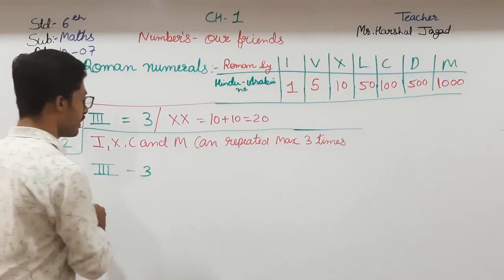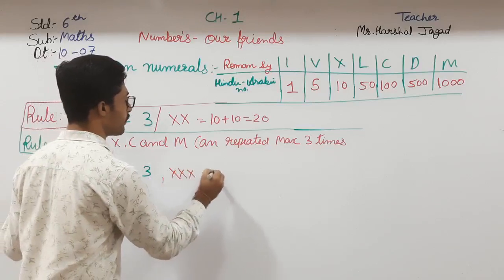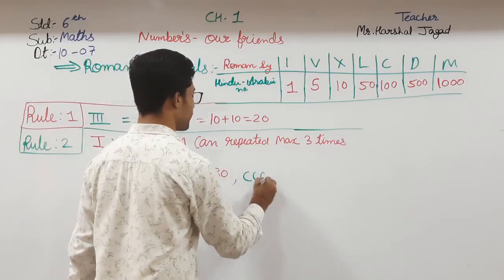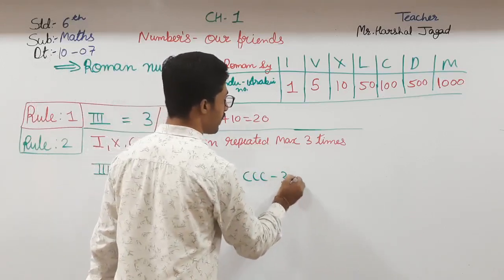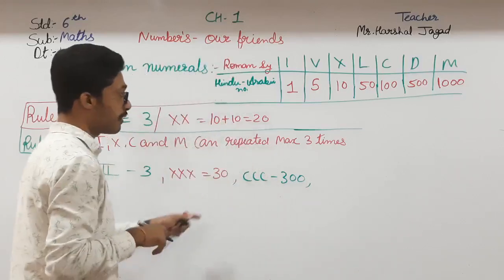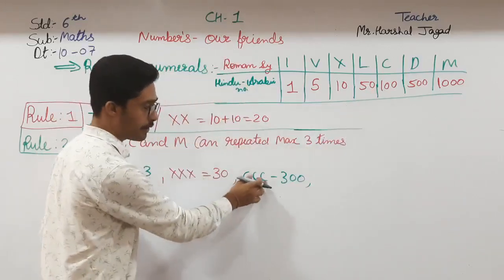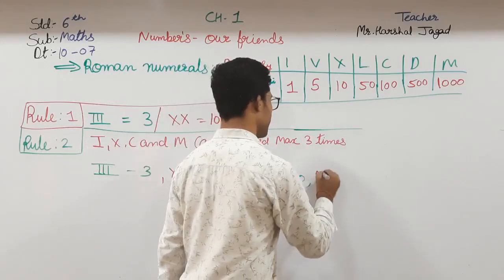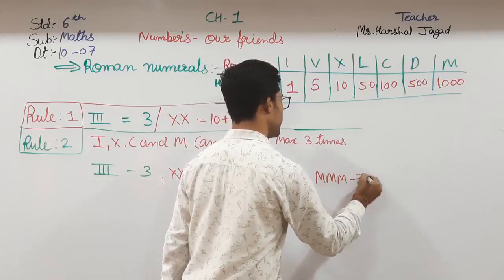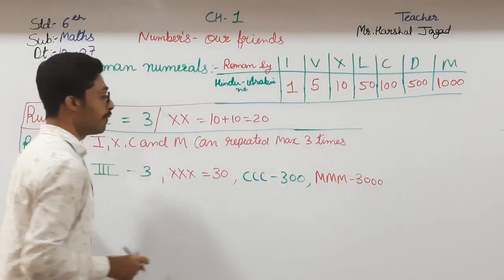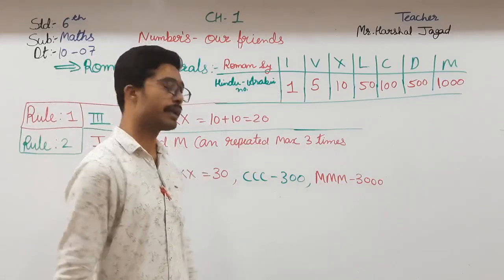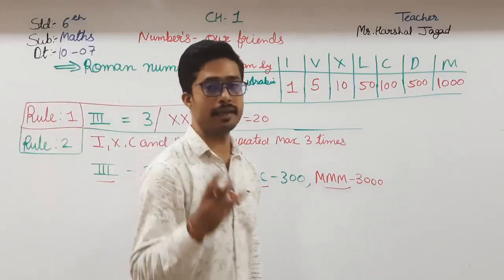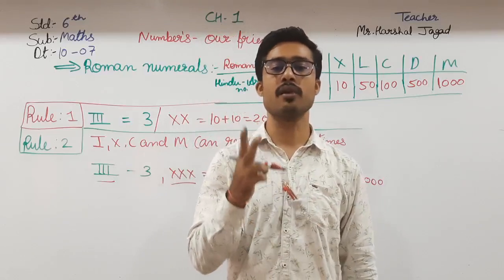If I say XXX, then its value is 30. If I say CCC, then its value is 300, because the value of C is 100, so 100 plus 100 plus 100, that is 300. And also the value of MMM is 3000. But it can be repeated a maximum of 3 times, not more than that. That is the rule number 2.